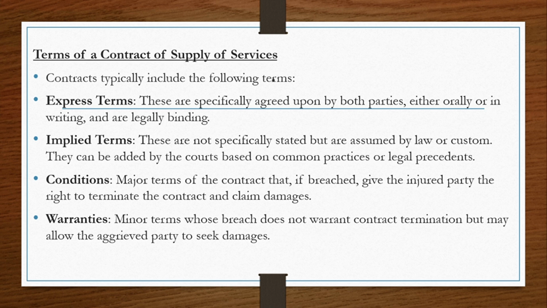So implied terms are not specifically stated. Now the express terms are those where you say, like, till death do us part, like they are specifically agreed upon by the parties. But the implied ones are not mentioned. They are just assumed to exist by law or custom or court interpretation. So they can be added by courts based on common practices or legal precedents.